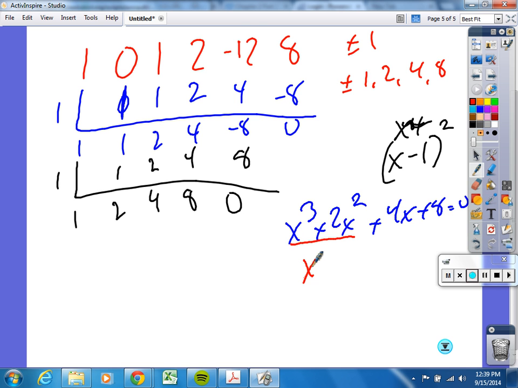x squared. And once again, factoring is not going away. That is a big part of this test. So if you struggle, please either come and get some help, or do something of the sort. So that would be x plus 2. What do these guys have in common?